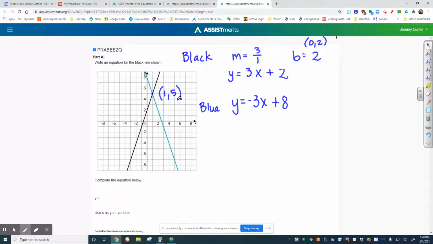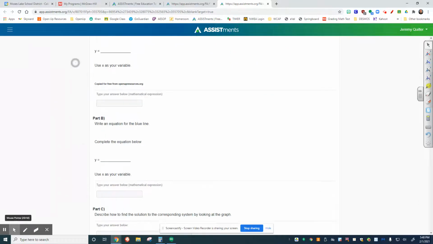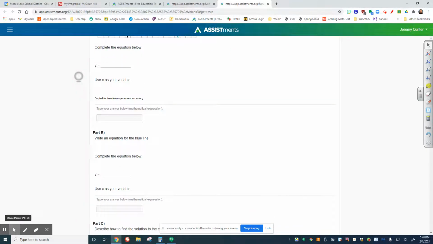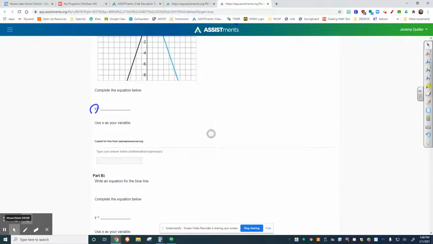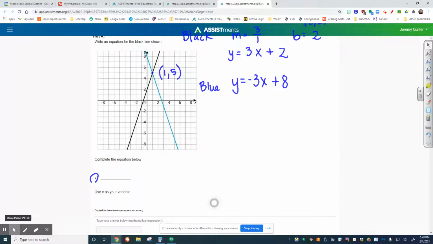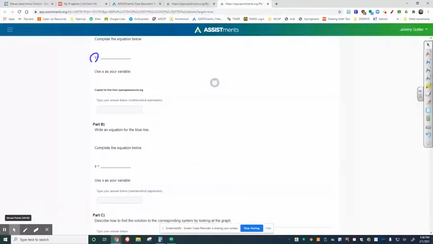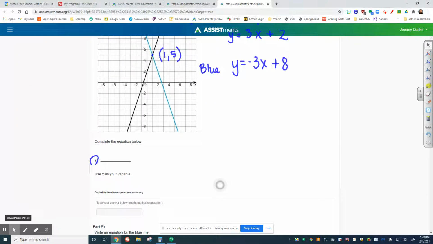Well, the first thing that I can do when I look at my questions is it says right here, use x as your variable, use y as your variable. So I want to make sure that when you put in your equation right here, please notice that they already have y equals. Don't put in y equals again. Put in just the other expression that shows what we say y equals from the black line, 3x plus 2. And then when we put this in for the blue line, talking about part B, we have y equals negative 3 times x plus 8.